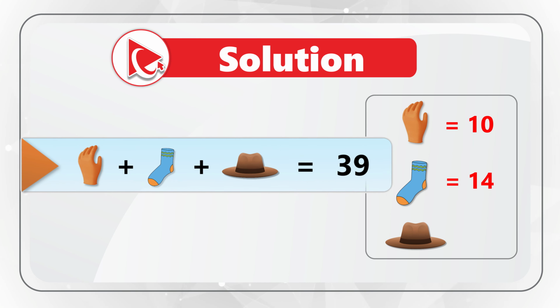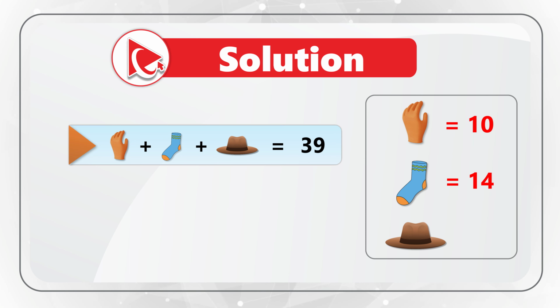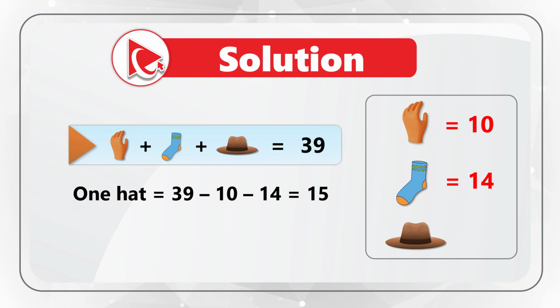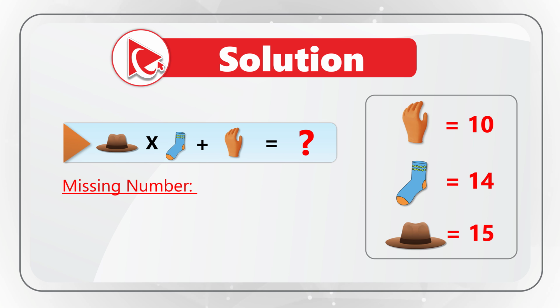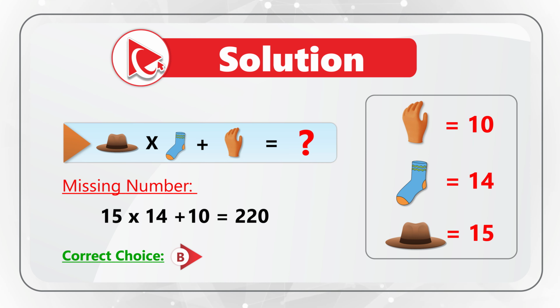Let's go to the third expression. 1 glove plus 1 sock plus 1 hat equals 39. We can calculate the value associated with hat. It equals 15, because 39 minus 10 minus 14 equals 15. Now we are ready to calculate the missing number. To do that, we need to multiply 15 by 14, and add 10. This is the value of hat multiplied by sock plus the value of glove. So the correct answer here is choice B, 220.